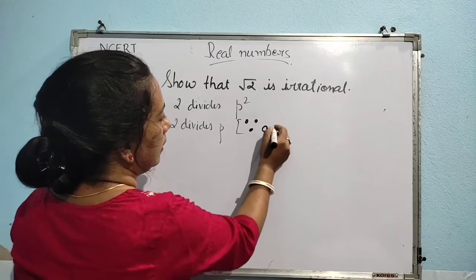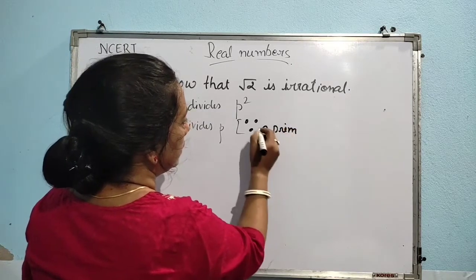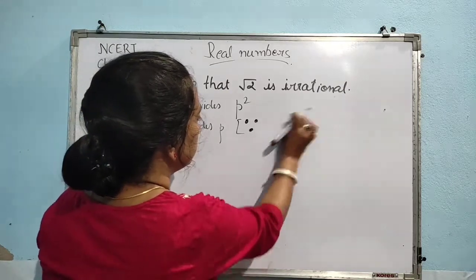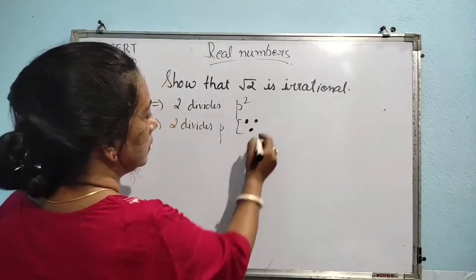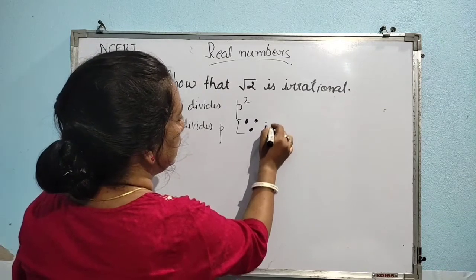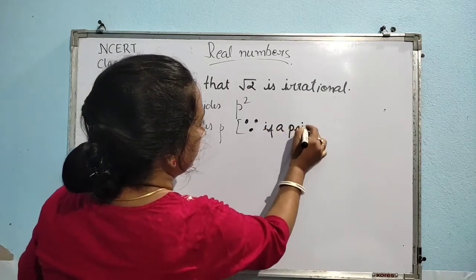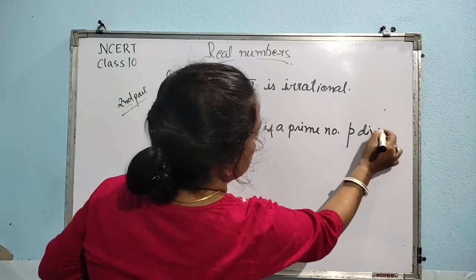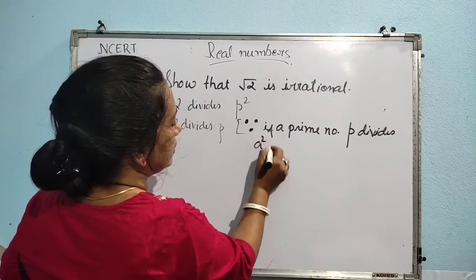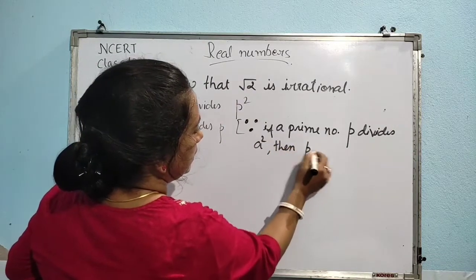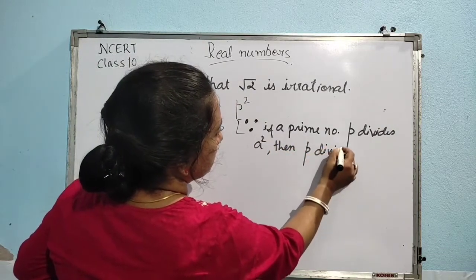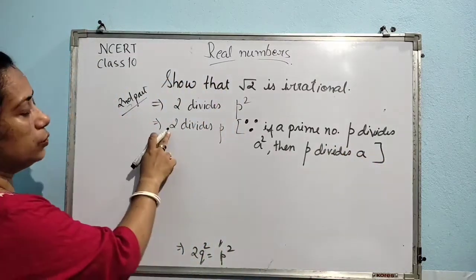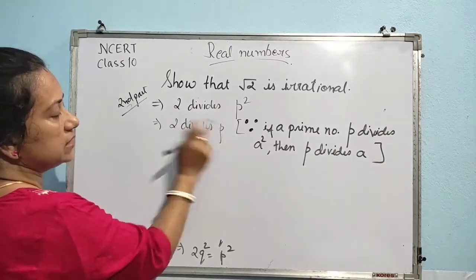Since, if a prime number p divides a square, then p divides a. Here 2 is dividing p square, so 2 divides p.